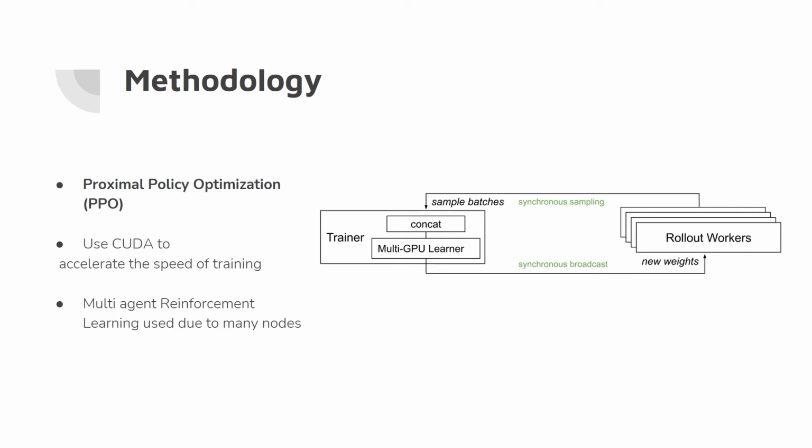As shown in the picture, this is the flowchart for the library which I'm going to use later, which is known as RLlib, the Ray Reinforcement Learning Library. As you can see from the trainer, it will implement a multi-GPU learner, and from that, it will send a synchronous broadcast of new weights to the rollout workers, and thus you'll have synchronous sampling and get sample batches. This is how the training process works.